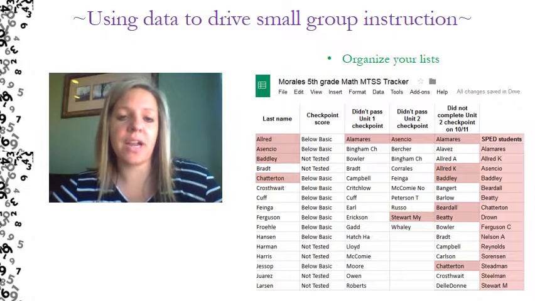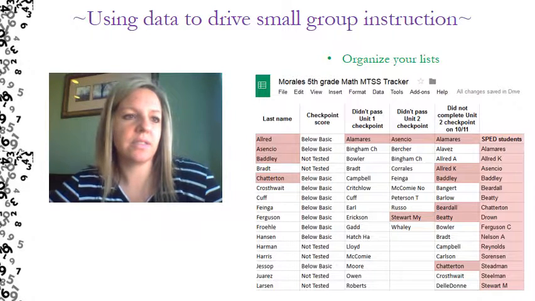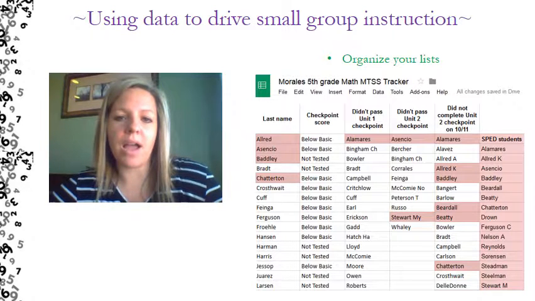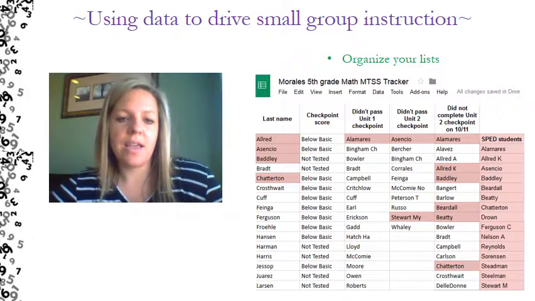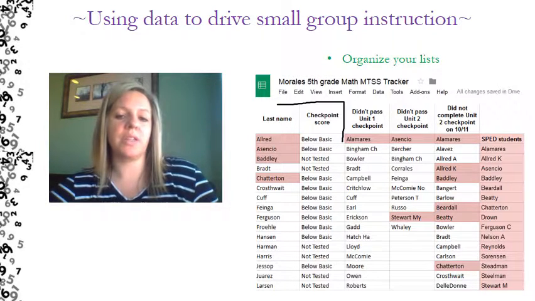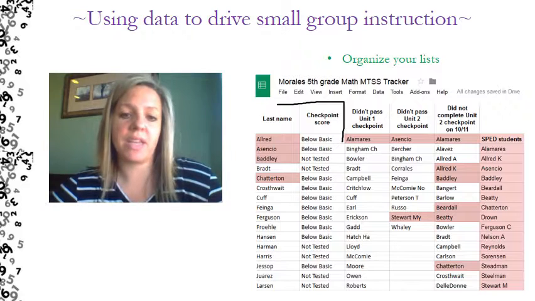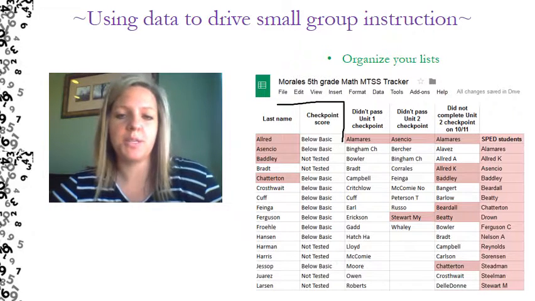Then I used our handy MTSS tracker, and I organized my lists here. So I have all my kids. Here's my checkpoint data here. We also included the not tested kids, because if they didn't test, then they're going to be invited to the small group.